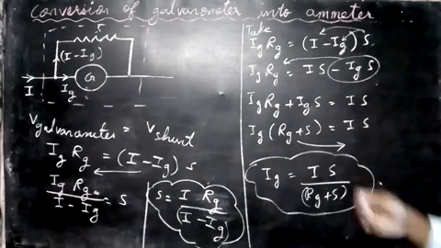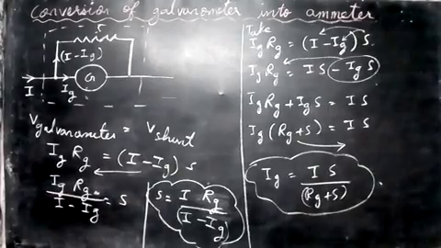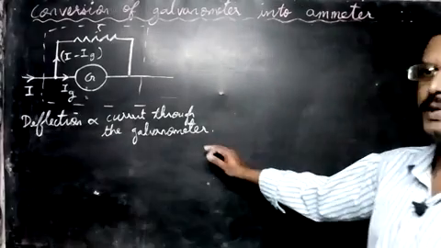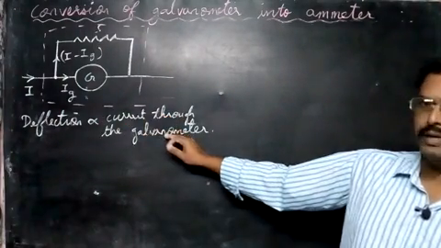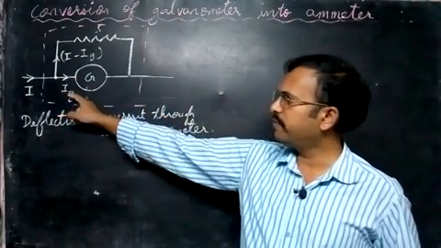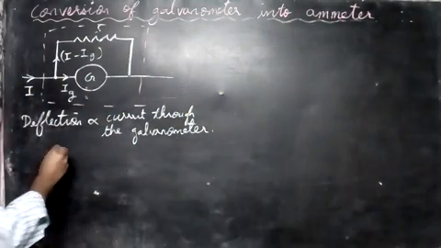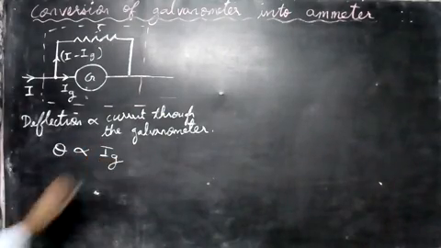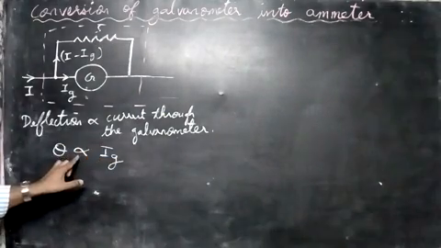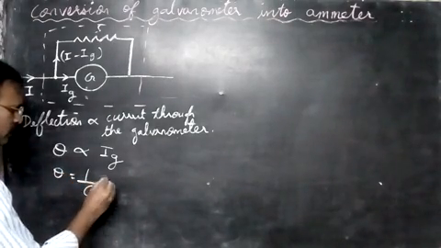So let me erase these things and we'll go to the next topic. Let us see the next concept. They say that deflection is directly proportional to the current through the galvanometer. So the more the current going to the galvanometer, the more the deflection. Let's write this in a symbolic way. Deflection, denoted by theta, is proportional to the current through the galvanometer, Ig. Remove the proportional sign and put an equal sign with a constant. So we get theta is equal to 1 by G into Ig.